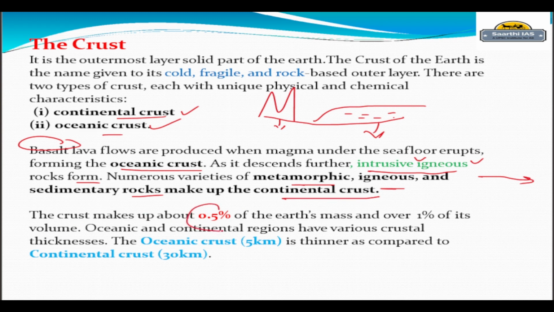Crust makes up 0.5% of the Earth's mass and over 1% of its volume. Oceanic and continental crust have various crustal thicknesses. I have discussed this before also. Oceanic crust is 5 kilometers thick as compared to the continental crust, which is 30 kilometers thick. So the upper part consists of granitic rocks and forms the continents, and the oceanic part contains basaltic rocks forming the ocean floors. And in this way, we can say that the crustal part is formed on the continental crust also and over the oceanic crust also.